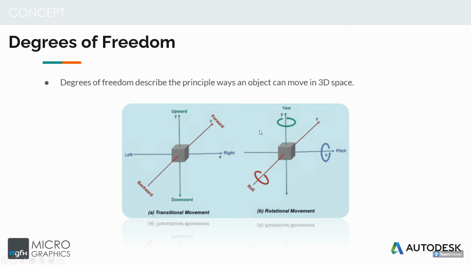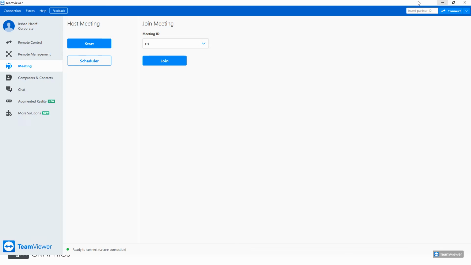Okay, so before we begin anything, let's just cement a certain concept. We need to discuss what is meant by degrees of freedom before we move on. So degrees of freedom describe the principal ways an object can move in 3D space. So you take any random object.